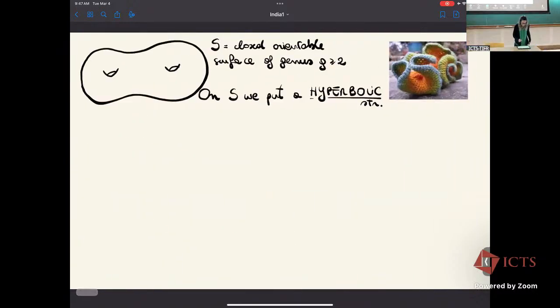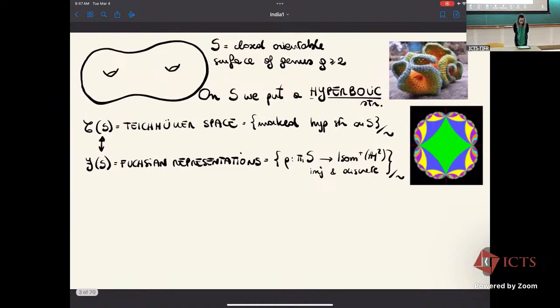Okay, so today we will be in the setting of a closed orientable surface of genus 2, and we will put a hyperbolic structure on it. And Teichmüller space is the moduli space of such structures, so marked hyperbolic structures up to equivalence, which we can identify with the Fuchsian representations, so representations from the fundamental group of the surface into the isometries of H2 that are injective and such that the image is discrete, up to conjugation.